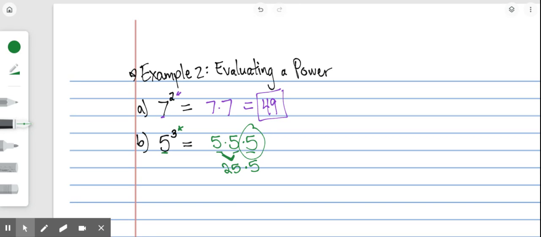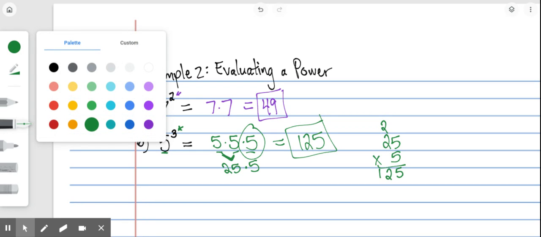Now, I don't know 25 times 5 off the top of my head. If you do, awesome job. I'm glad you're practicing your mental math. If you don't, you can always do long multiplication. 5 times 5 is 25, carry the 2. 5 times 2 is 10, plus 2 is 12. So this is 125. Yay! The value of 5 to the third power, or 5 cubed, is 125.